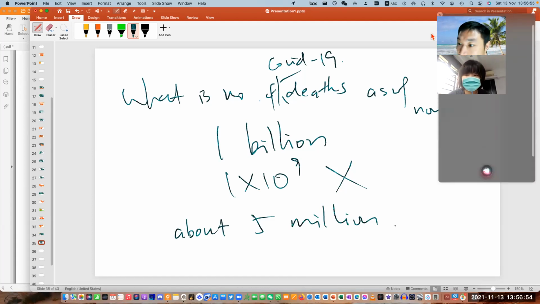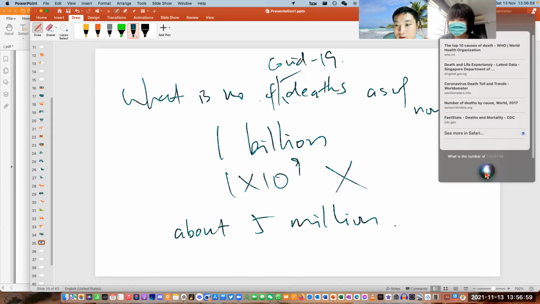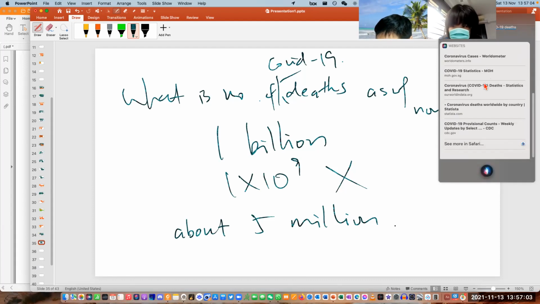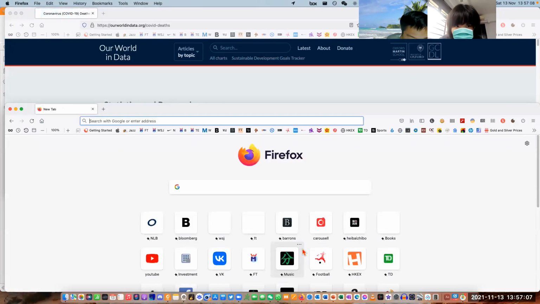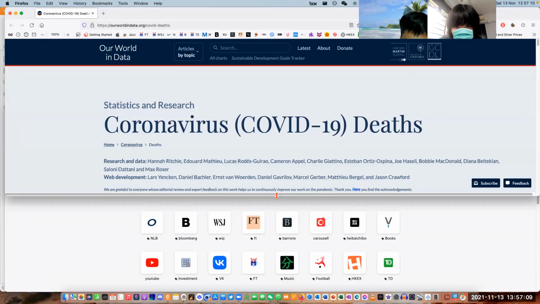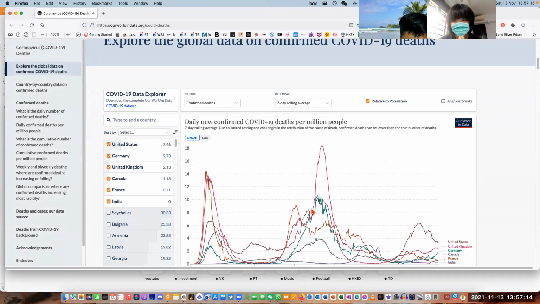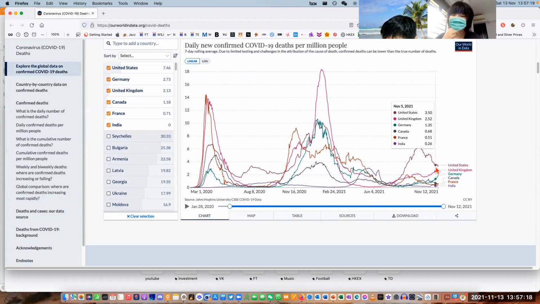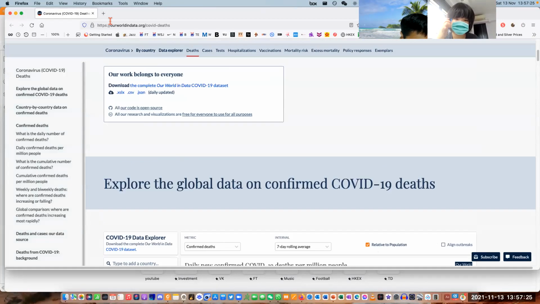Okay. Here's what I found. What is the number of COVID-19 deaths as of now? Here's what I found. Can you see here? Okay, let me go to it. Start new research. Okay, it's here. They are not giving me. This is very inaccurate for some reason.